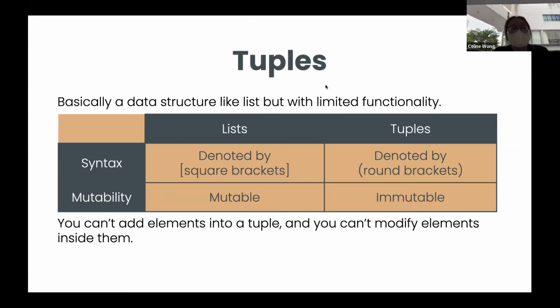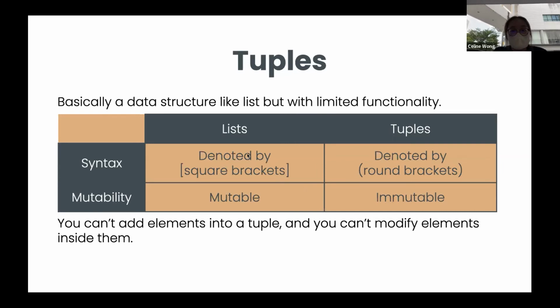Now, moving on, we will learn the second data structure of today: tuples. Tuples are also a built-in data structure in Python. How it works is it's very similar and identical to a list, but with limited functionality. This table here summarizes the two main differences of lists and tuples that y'all should take note of. Firstly, lists are denoted by square brackets, while tuples are denoted by the round bracket operator.